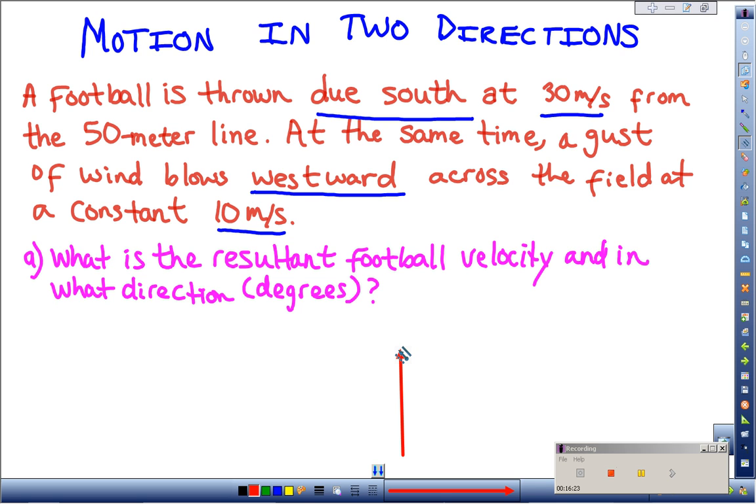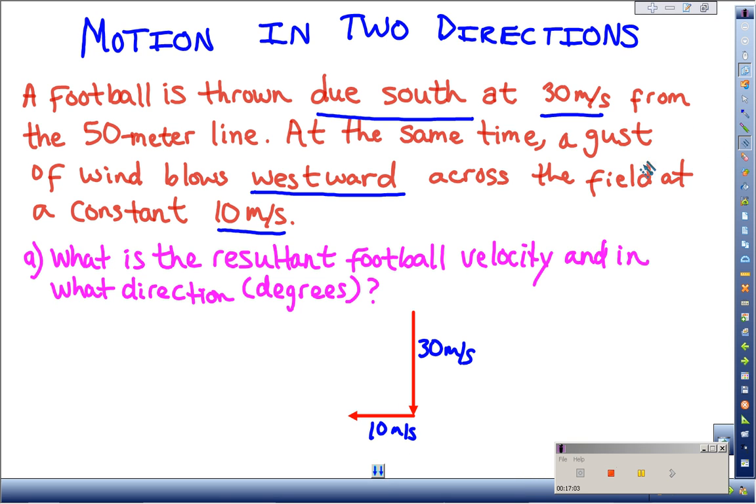And then because the wind is westward, if the ball is thrown south, I need to show that like so. There's now a westward direction, blowing toward the west, of 10 meters per second. I tried to draw it in the same proportion, but you can see that this is not 3 times the length of that. As long as you get the idea that one is larger than the other, you should be okay. I'm going to write in my values here: 30 meters per second due south and 10 meters per second due west.